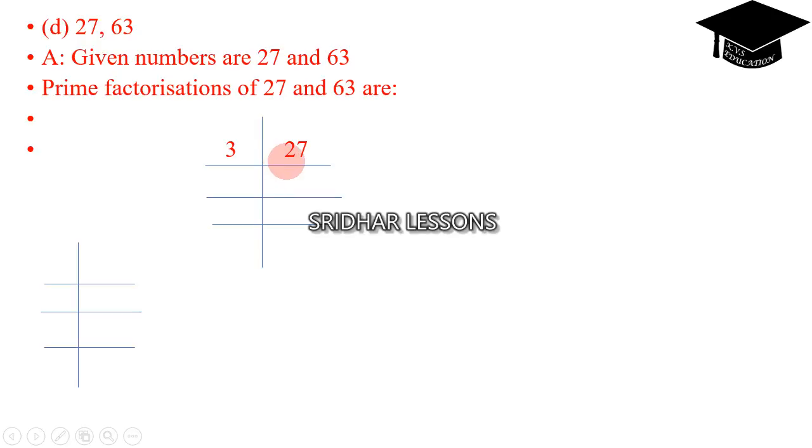For 27, 3 can be factorized into 27 as 9. 3 can be factorized as 9, 3 into 3. And we will see for 63, 3 can be factorized 21. 3 can be factorized 3 into 7, 21.